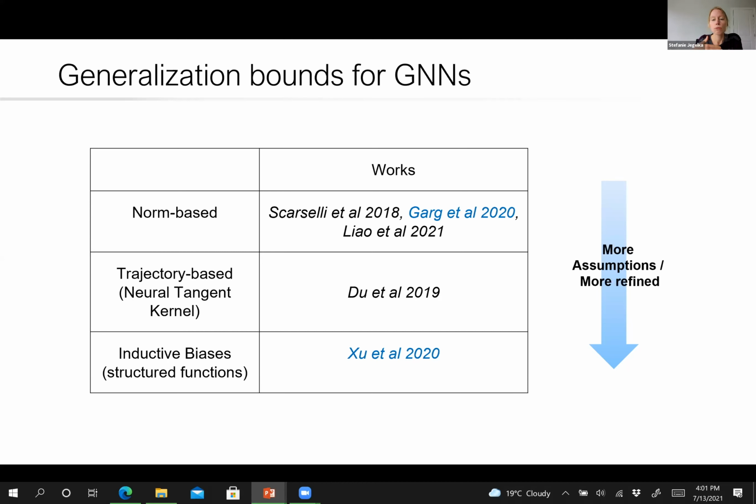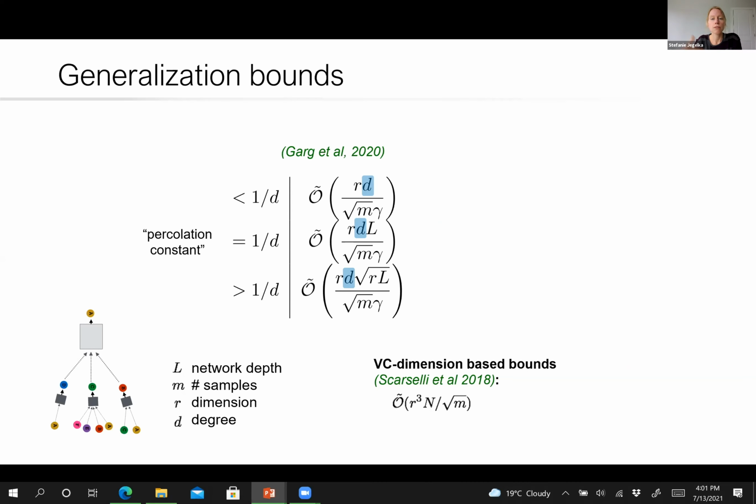But before I go to this last one, which also looks at the inductive biases and their interplay with the task, let me first show you what these norm-based bounds generally look like. I'll just show you some bounds from our own work, from this paper at ICML 2020. So here is what these bounds typically look like. This is roughly the gap between training and test error that you can expect.